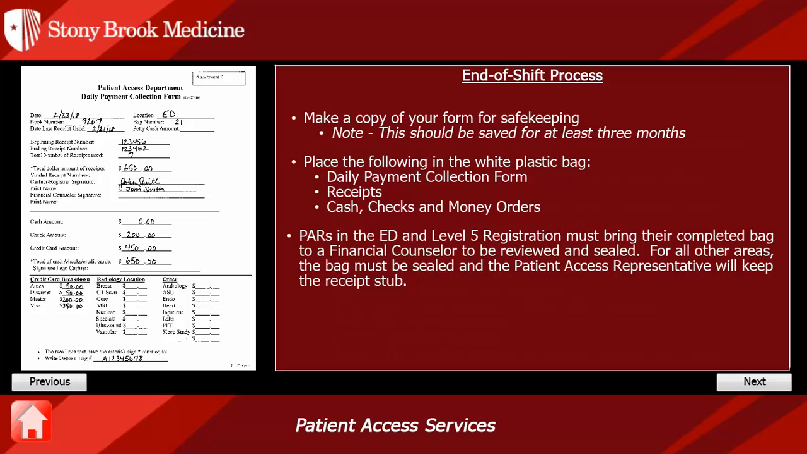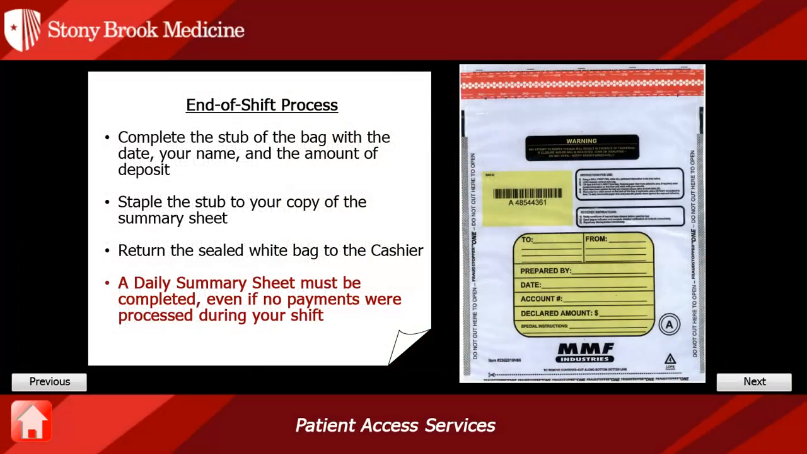Place the following in the white plastic bag: daily payment collection form, receipts, cash, checks, and money orders. Patient access representatives in the ED and Level 5 registration must bring their completed bag to a financial counselor to be reviewed and sealed. For all other areas, the bag must be sealed and the patient access representative will keep the receipt stub.